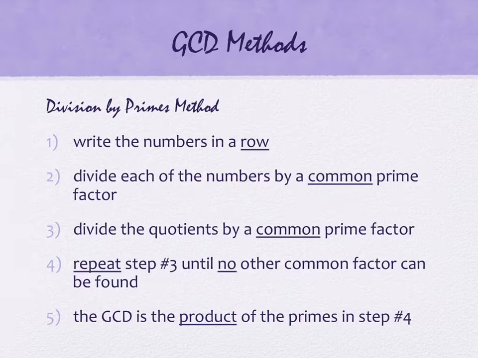Division by primes. We write the numbers in a row, and we divide each of the numbers by a common prime factor. And we repeat that. We keep dividing by a common prime factor until no other common factors can be found. The GCD is the product of the primes that we divided by.